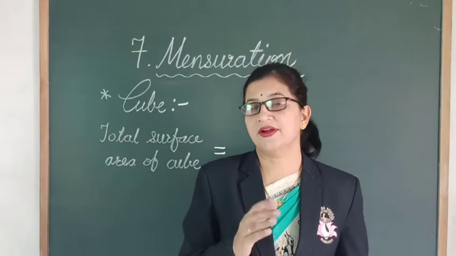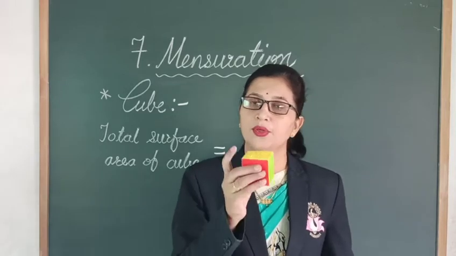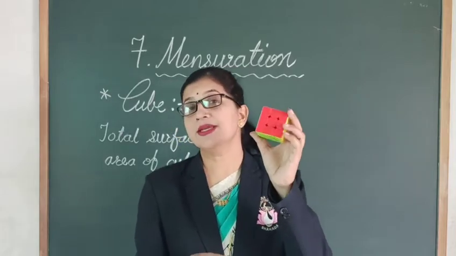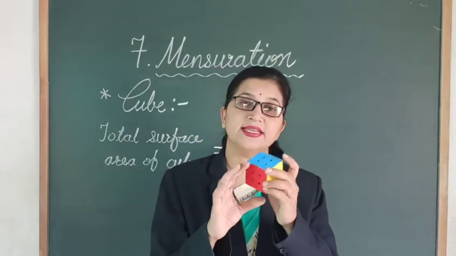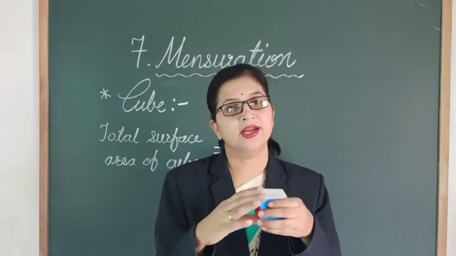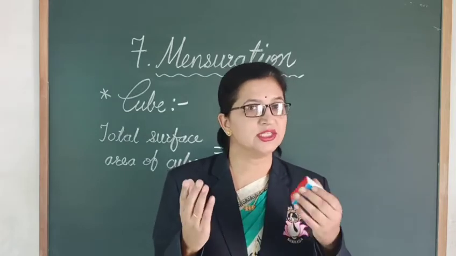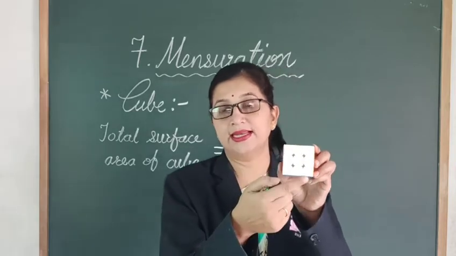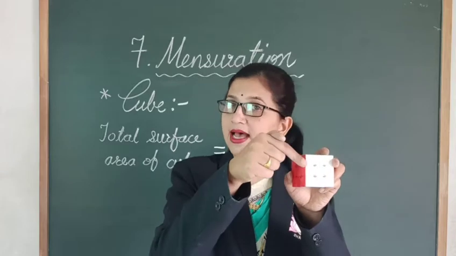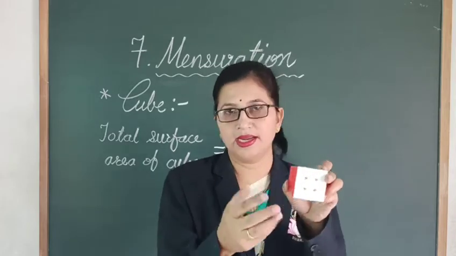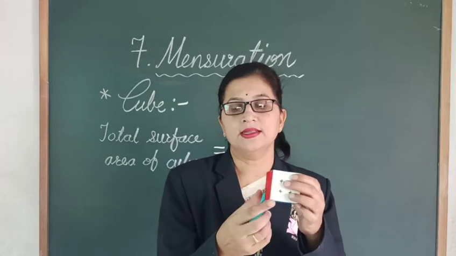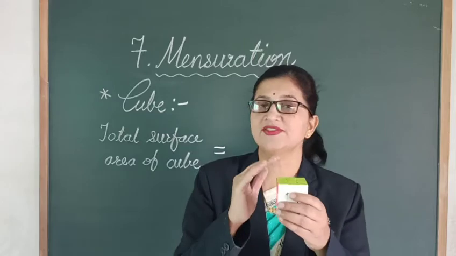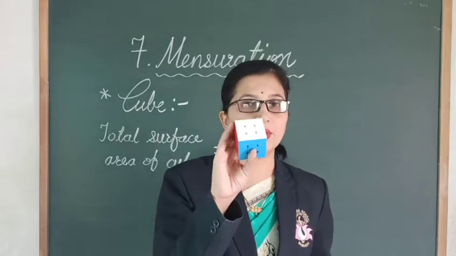Now dear students, let's find out the total surface area of a cube. This is a cube, right? A cube is a solid whose each face is a square. In short, we can say a three-dimensional square is the cube. For a cube, its length, its breadth and its height, all these three are equal. So let's consider the length, breadth and height as L. Let's find out the total surface area of this cube.